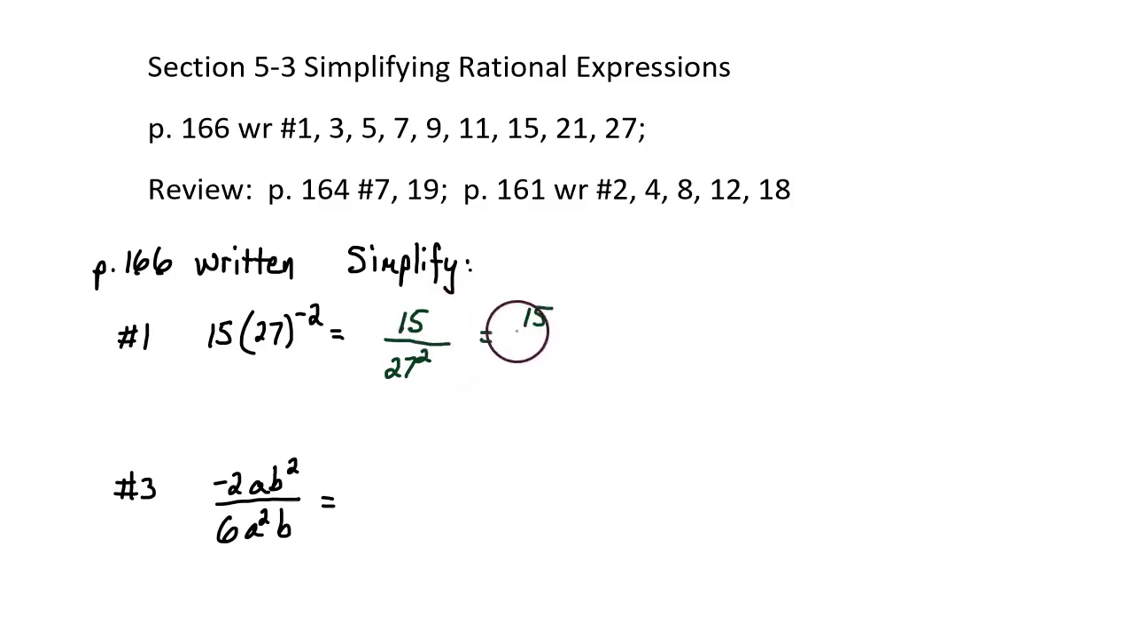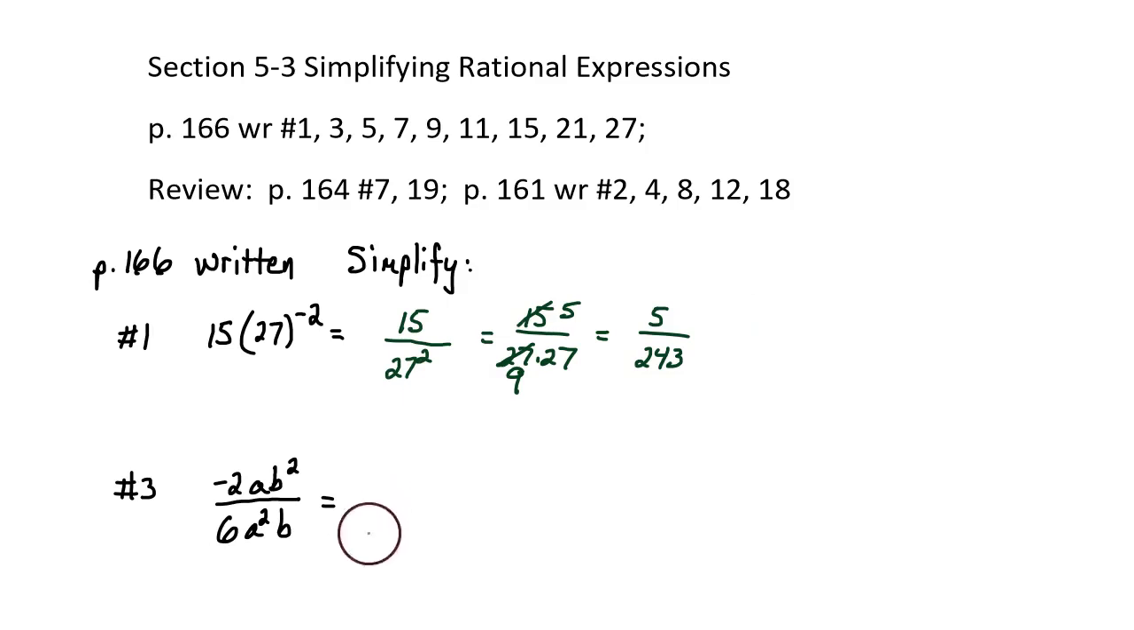We have 15 on top, and on the bottom, a pair of 27s. 15 and 27 both divide by 3. So 15 divided by 3 leaves 5, and 27 divided by 3 leaves 9. So on top we have 5, and on the bottom we have 9 times 27. That makes 243.